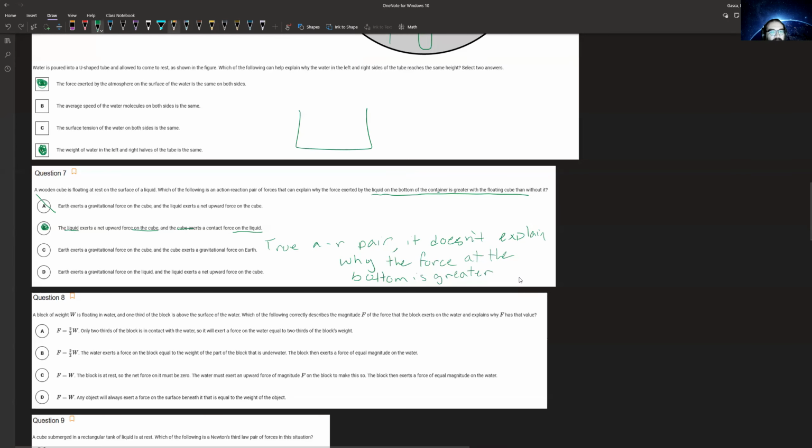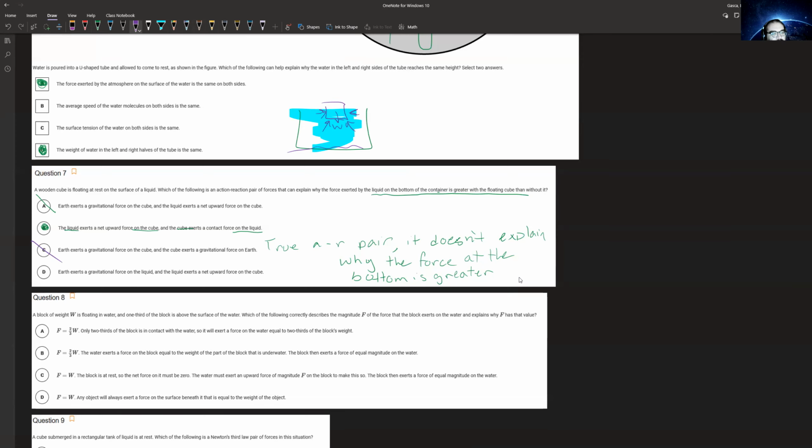Because if I have my container of water, by putting an object in there, the object exerts its weight on the fluid, and the fluid is going to fight back by being pushed out. And because we're pushing down on the water, that force is transmitted to the bottom of the container.